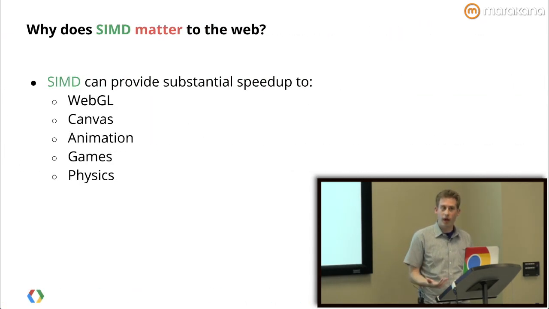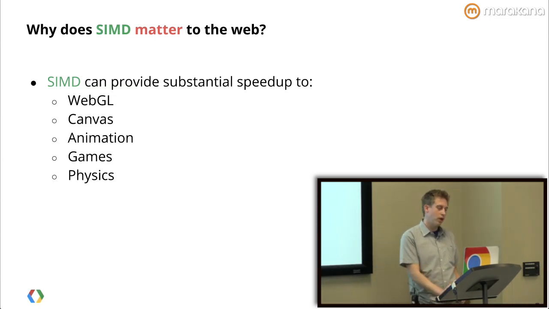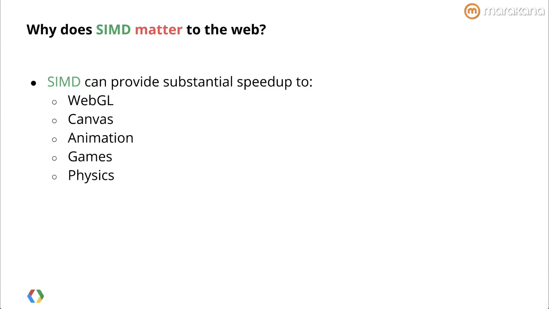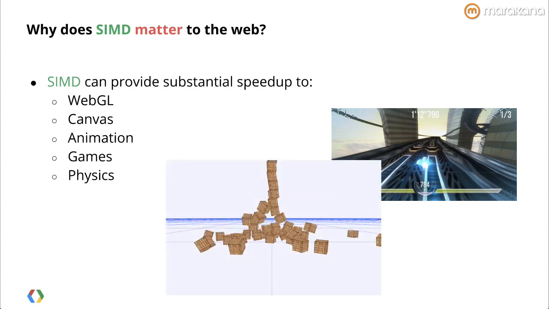So why does it matter to the web? I mean, that's why we're here, right? Well, SIMD can provide substantial speedups to WebGL-based games like HexGL, which is a pretty amazing game, running in a browser, Canvas, animation, other game algorithms, physics simulations. I worked on Bullet physics for like 2 years. I would love to see a version of Bullet physics running in the browser as fast as it does in a native application. And SIMD is going to help us get there.